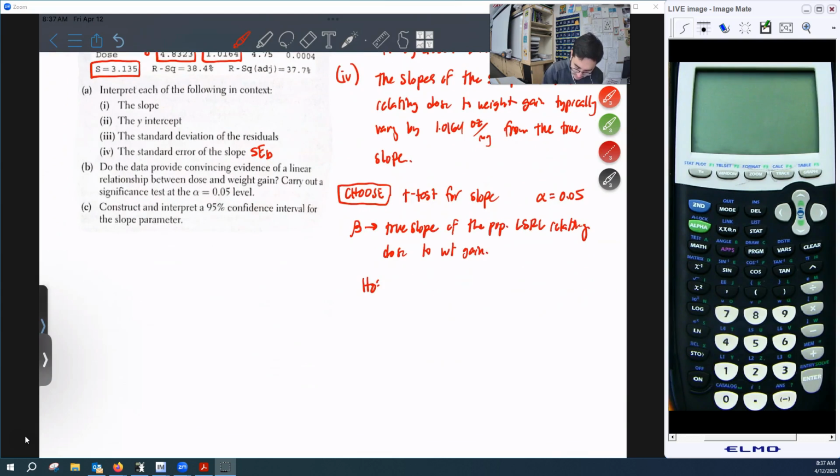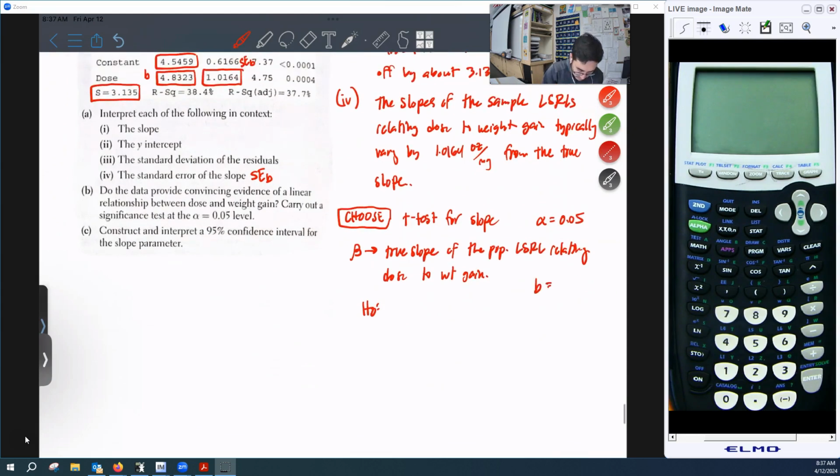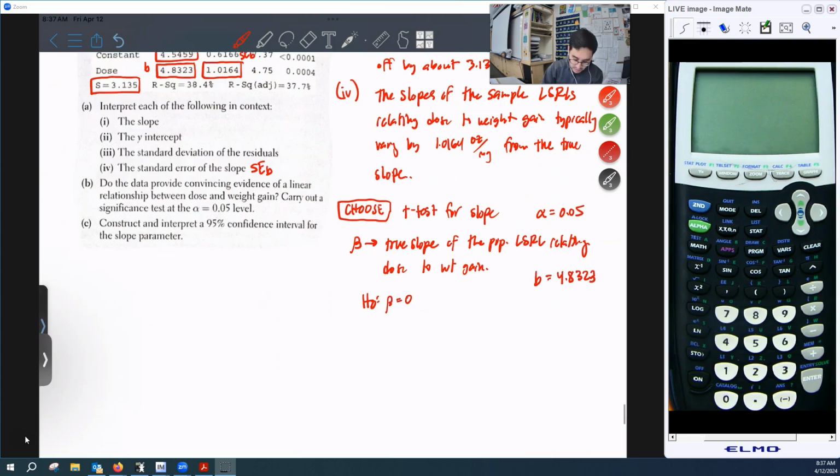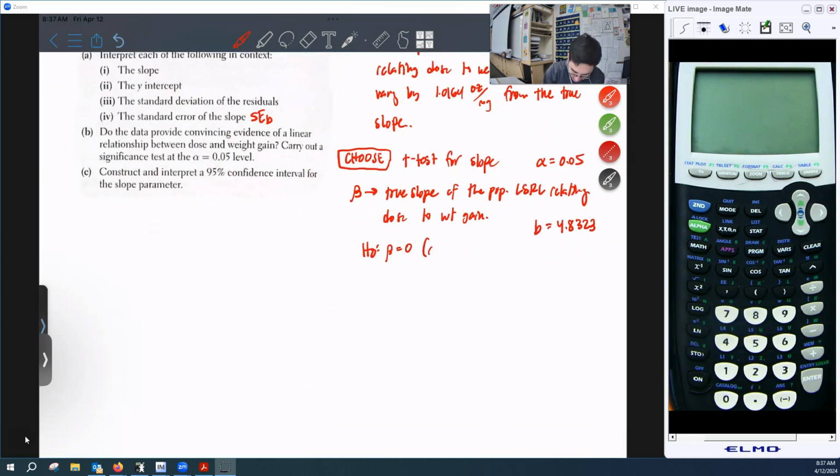All right, the statistic is 4.8323. Okay. The null hypothesis is that there is no linear relationship. Notationally, that's just saying beta equals 0. No linear relationship. The alternative is beta is not equal to 0, suggesting that there is a linear relationship.